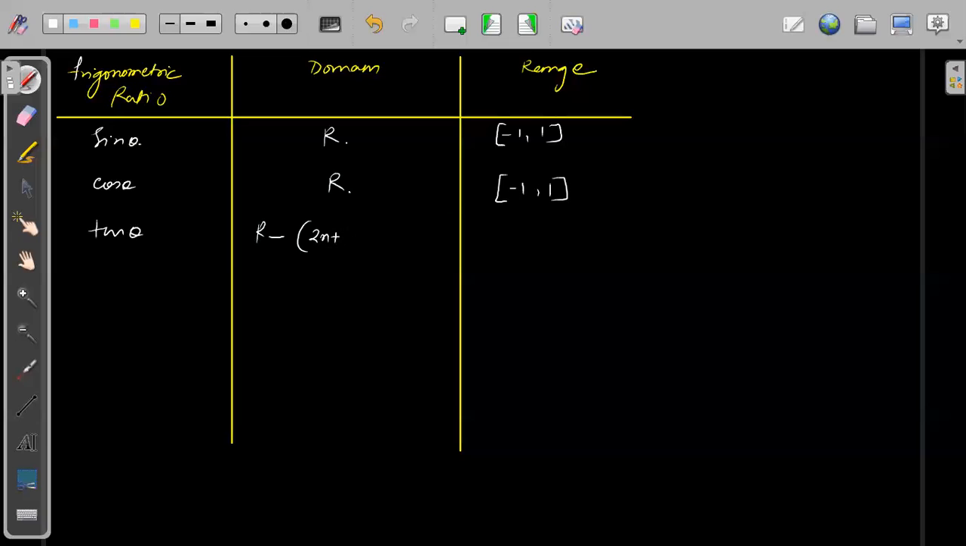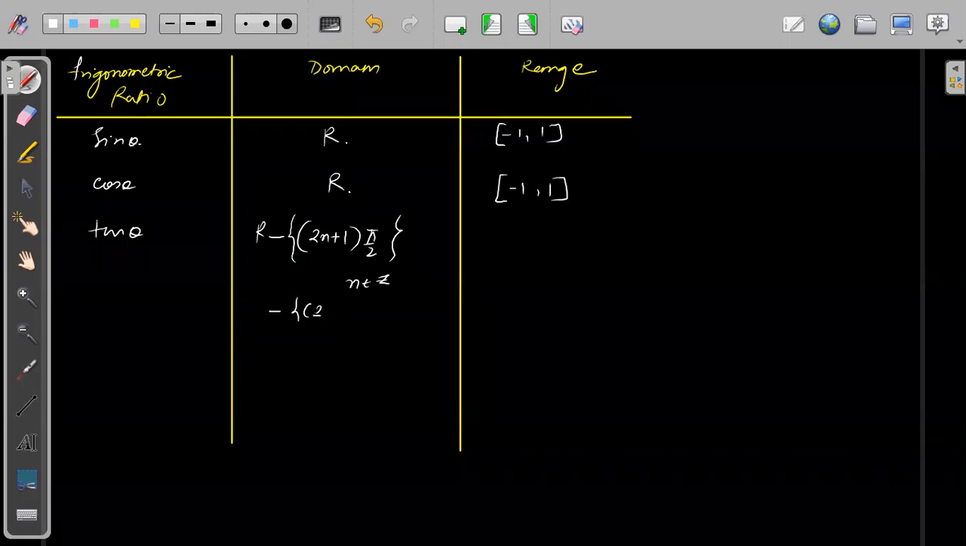R minus (2n plus 1) pi by 2, where n belongs to integer, right? This was the domain of tan theta. Odd multiples of pi by 2, remember this part, where n belongs to integer, right?